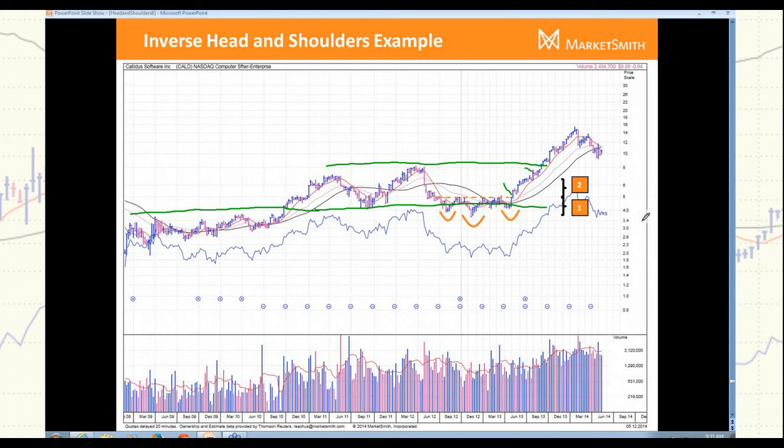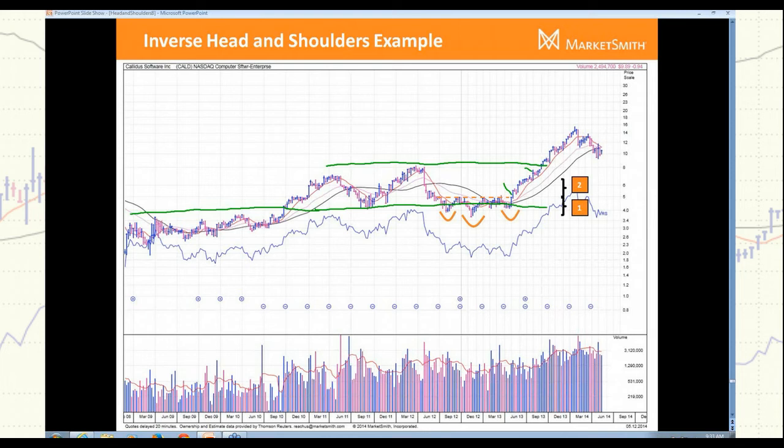But to me, that's why it's more important to understand the concept than to key in on the minutia of, oh, is this a cup and handle, or is this technically a head and shoulders? The left side didn't come down as far as the right side, or whatever it might be. Try not to get too caught up in the minutia. Try and look at the bigger picture and what that chart is telling you.